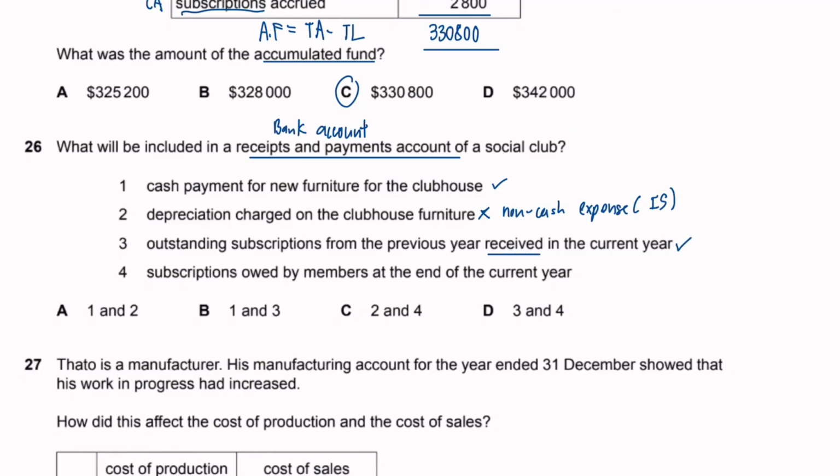Fourth, subscriptions owed by members at the end of the current year. No, this is the balance BD, balance CD, and balance BD. There's no receipts and payments involved. Okay, so it's not this. B is the answer.